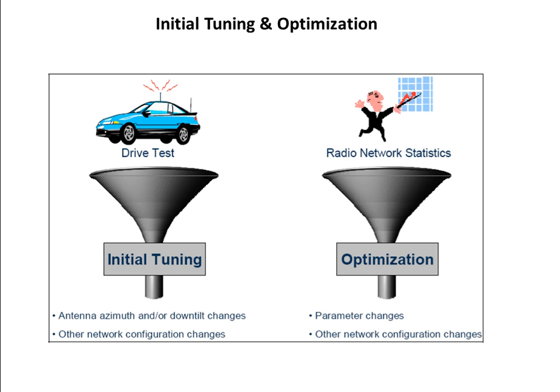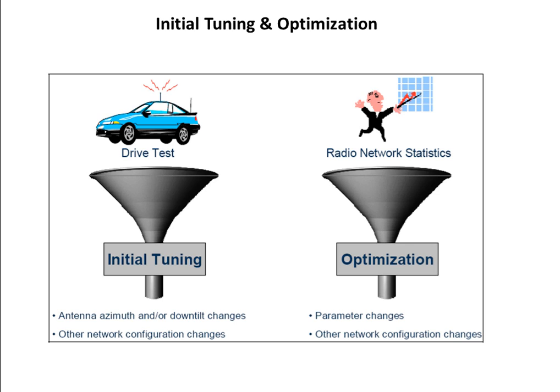So if we talk about the overall initial tuning and optimization process for the LTE, we can put it in two ways. One is the field test based tuning or optimization. Another is the radio network statistics and KPI based optimization. So in the first part, we try to gather the field data, and the output of the field data is used for the tuning or optimization of the network, whereas the radio network statistics recovered from the OSS are used for the optimization.